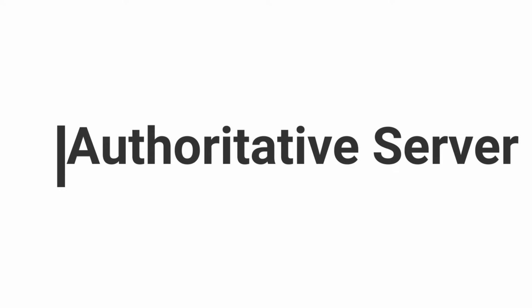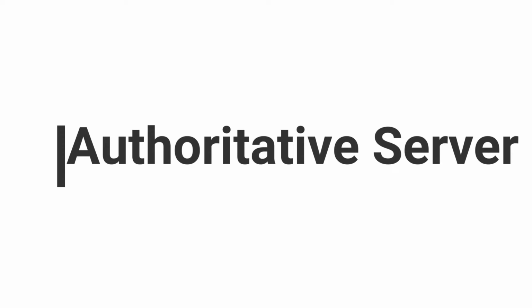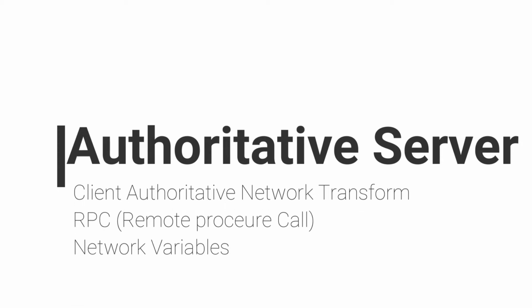You could say it's quite stupid, but this logic protects your game against hacking, lagging, and also allows for precise synchronization, for example in physics simulations. Fortunately, there are at least 3 different ways to resolve this difficult situation. The first one is using the client authoritative network transform.